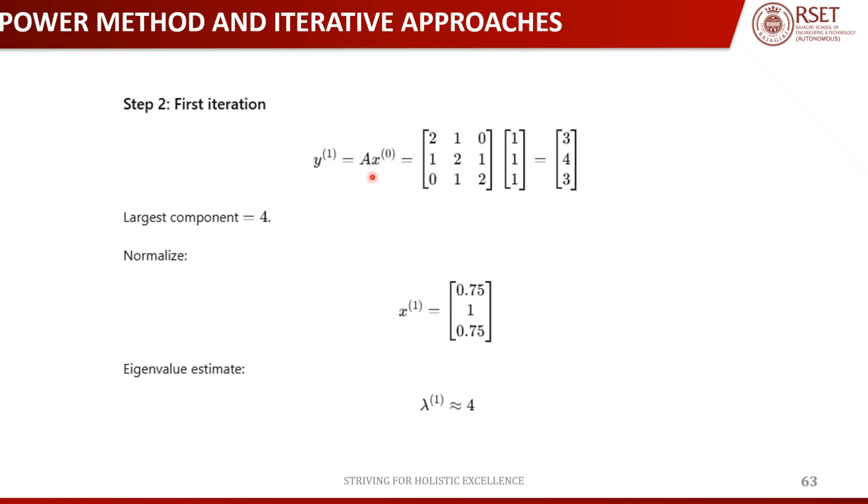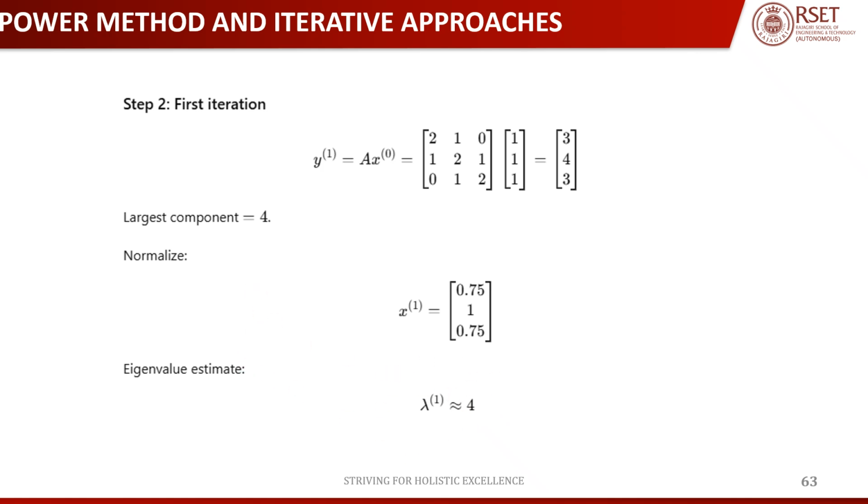By getting A x0, we'll have a new value and then we'll find the largest component. What is the largest component? It's 4. So we'll divide all the entries by 4. So it will be 0.75, 1, 0.75. Our new eigenvalue approximation, lambda 1, is equal to 4.